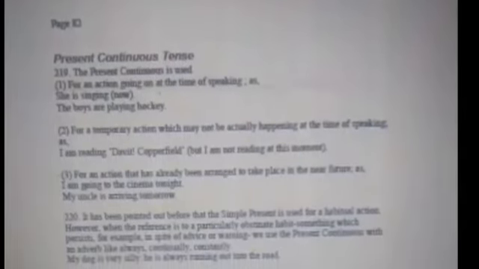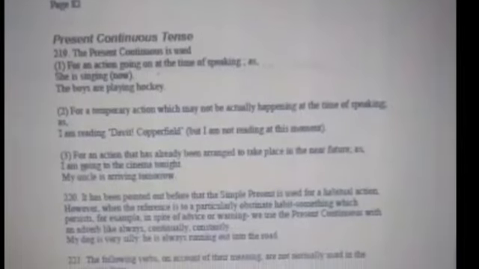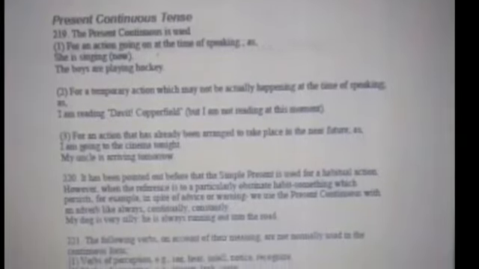And next, coming to present continuous. This present continuous tense is used for an action going on at the time of speaking. She is singing. That is, the action is going on now. The boys are playing in the ground. Second point, for a temporary action which may not be actually happening at the time of speaking, I am reading. And for an action that has already been arranged to take place in the near future, I am going to the cinema tonight. My uncle is arriving tomorrow. So these are the examples for present continuous in different situations.